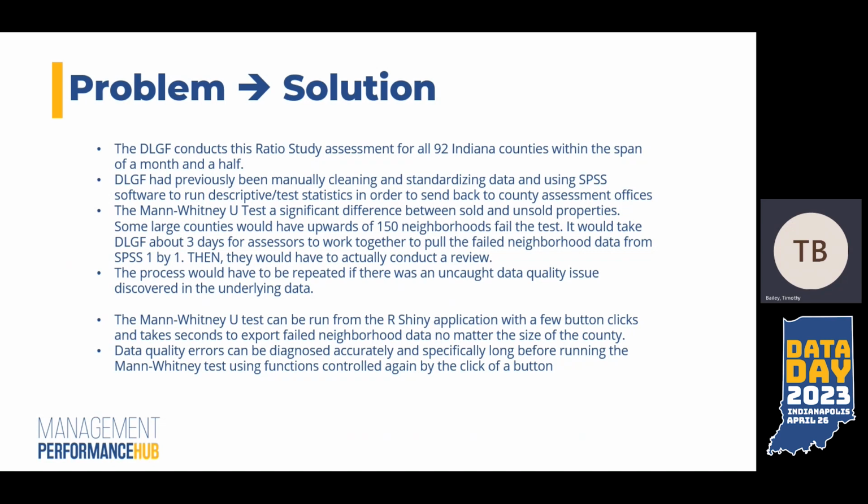Then they would actually conduct the review. If by chance there was a data quality issue found, then they would have to repeat that process. So now, with this new solution of the Shiny application, they can run the Mann-Whitney test with a few button clicks, and it takes seconds to export the failed neighborhood data, no matter the size of the county. Data quality errors can be diagnosed accurately and specifically long before running the Mann-Whitney test, using functions, again, controlled by the click of a button.